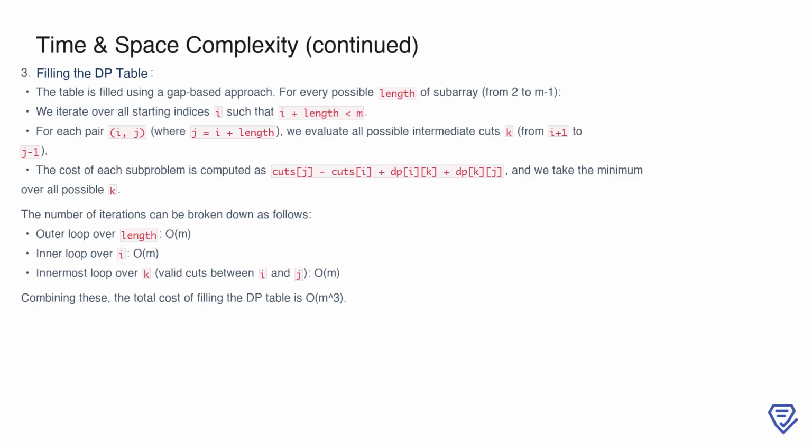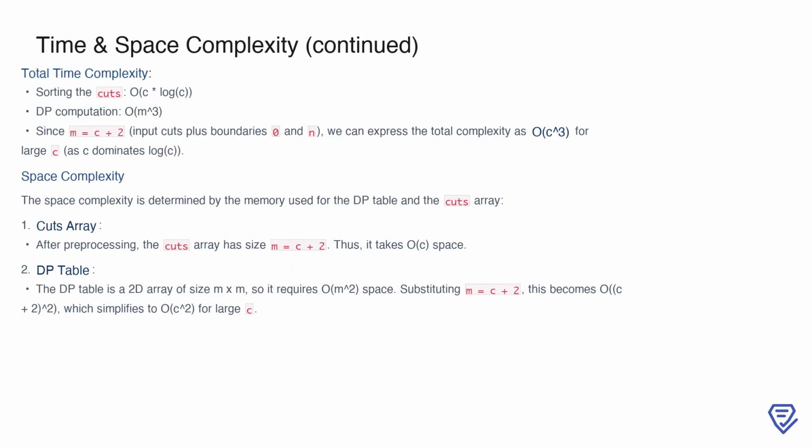The nested structure of these loops determines the complexity: an outer loop for length, an inner loop for i, and the innermost loop for k. Each of these loops runs at most m times, so the overall computation for filling the DP table is m cubed. Now, bringing it all together, the total time complexity of the solution can be summarized. Sorting the cuts array contributes C log C, and the DP computation contributes m cubed. Since m is equal to C + 2, accounting for the original cuts plus the 2 boundary points, we can express the total time complexity as O(C cubed) for large C, as the cubic term dominates.